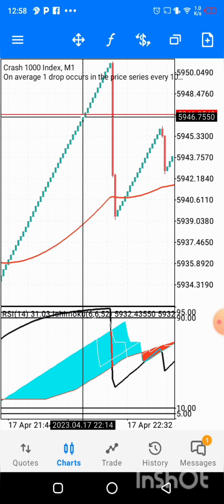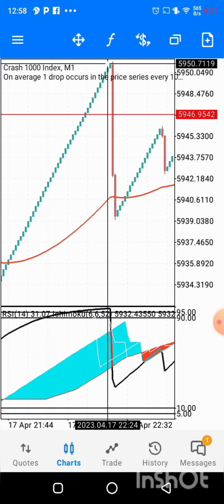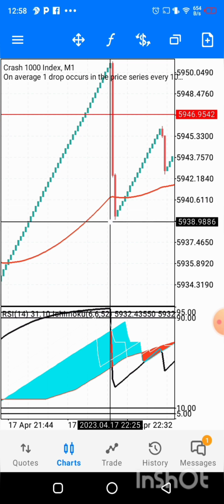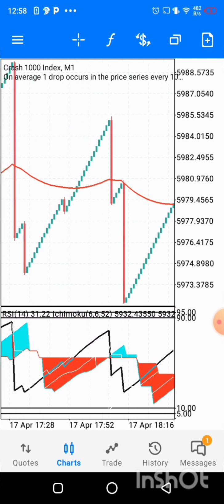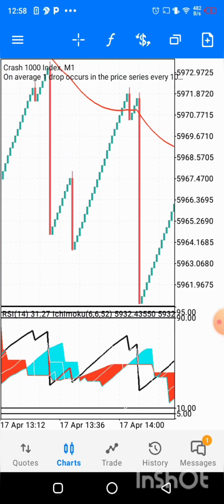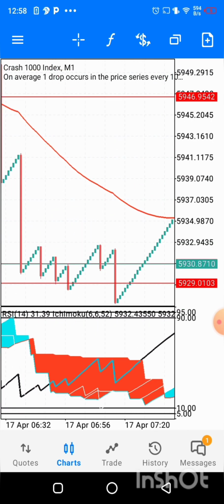Same thing here, maybe you saw at this point and price pushed to this point after like 8 or 10 candles, it spikes. You're still in good profits, right? You're still in good profits, guys. So if you backtest this crash 1000, you have the same result. Keep seeing the same result.